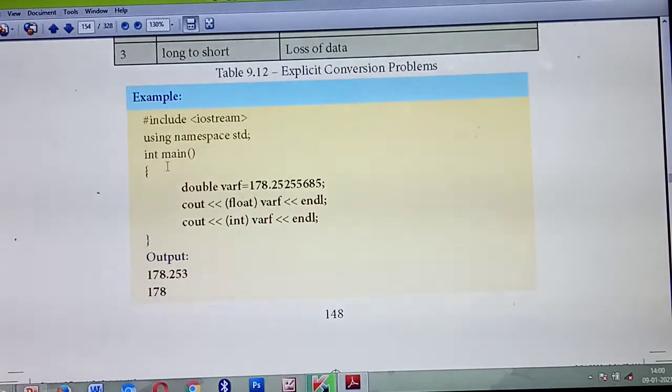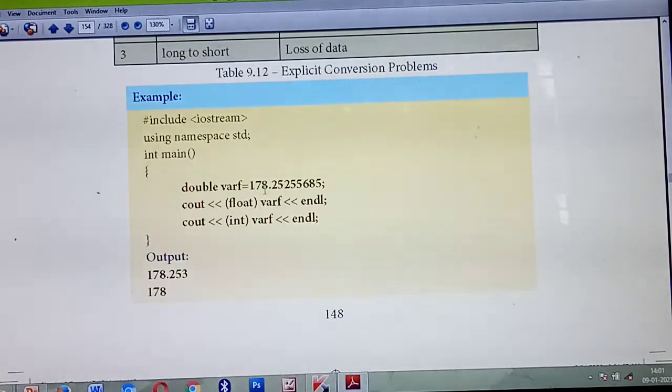See the example: #include <iostream>. Second line, third line, same thing. Another example: double variable f. You are converting the double variable. For that, double is assigned to variable f equal to some input number, 178.2525. Next, listen, see the output. First step, the double is converted to float. Next step, the same double is converted to int. So what's the output? See.